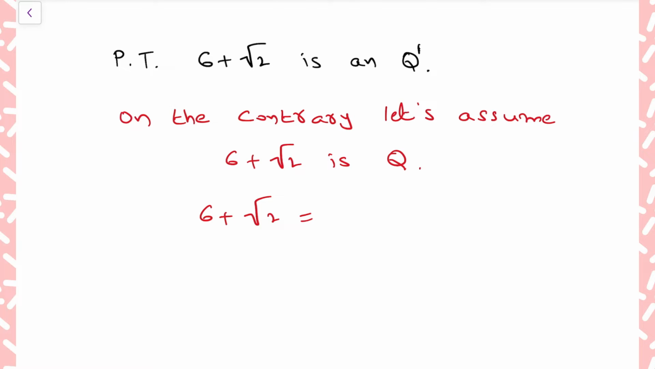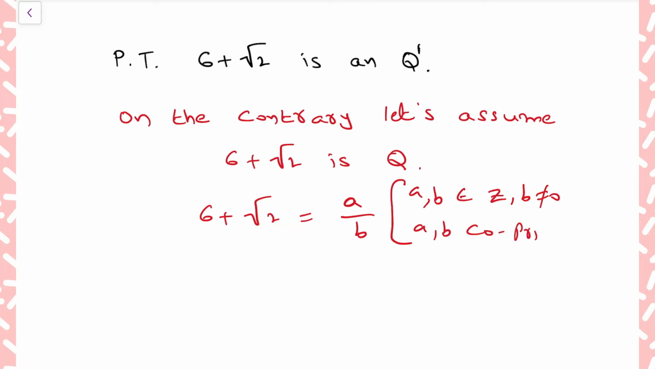But our textbook is following A by B, so that is the reason we are also writing A by B only. So on the contrary, let us assume 6 plus root 2 is a rational number. Then 6 plus root 2 equals A by B. What is the condition here then? A, B both belong to integers, B not equal to 0, A, B are co-primes.